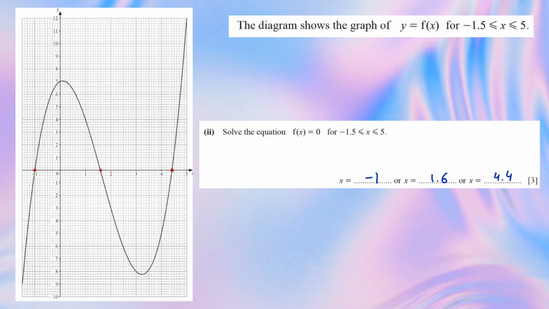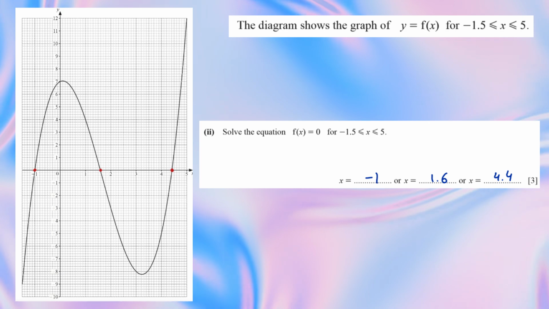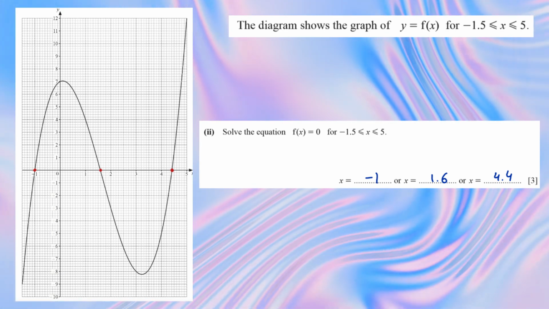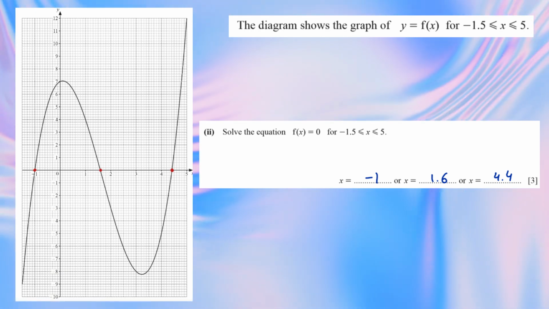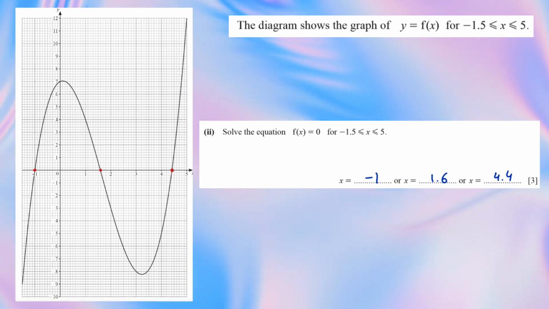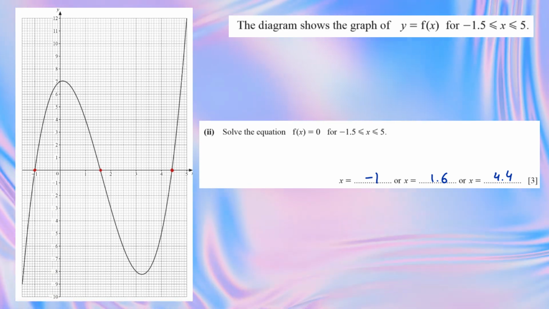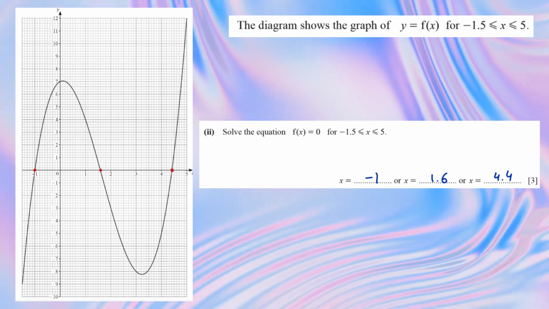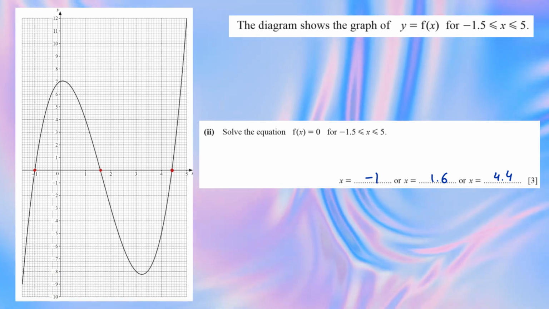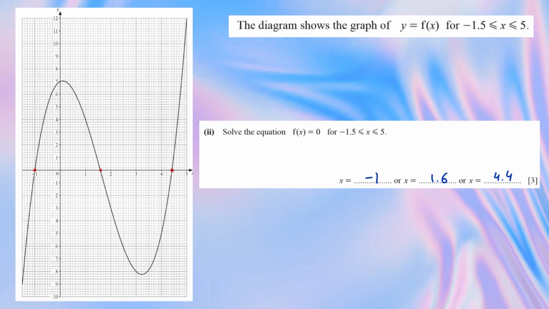Now for part 2 of part A. It says to solve the equation f of x equals 0 in the domain from -1.5 to 5. So basically, we just have to see the points where the graph of y equals f of x and y equals 0 meet. These are the points of intersection of y equals 0 and y equals f of x, and the x-coordinates of these points tell us the solutions to the equation f of x equals 0.